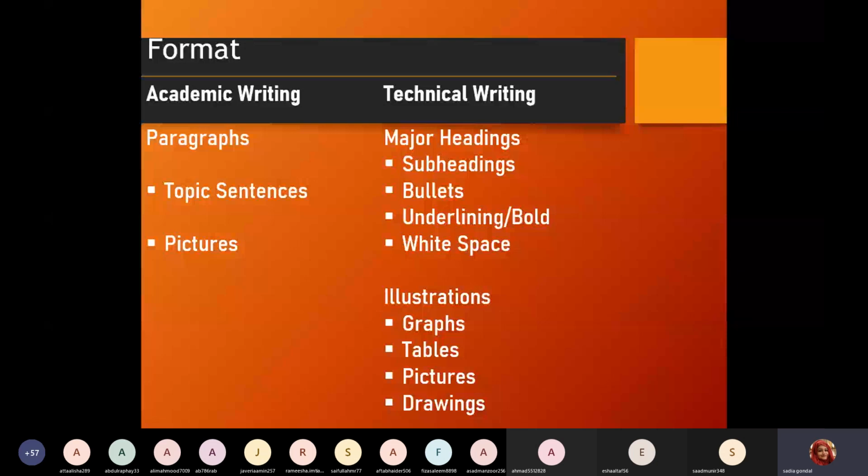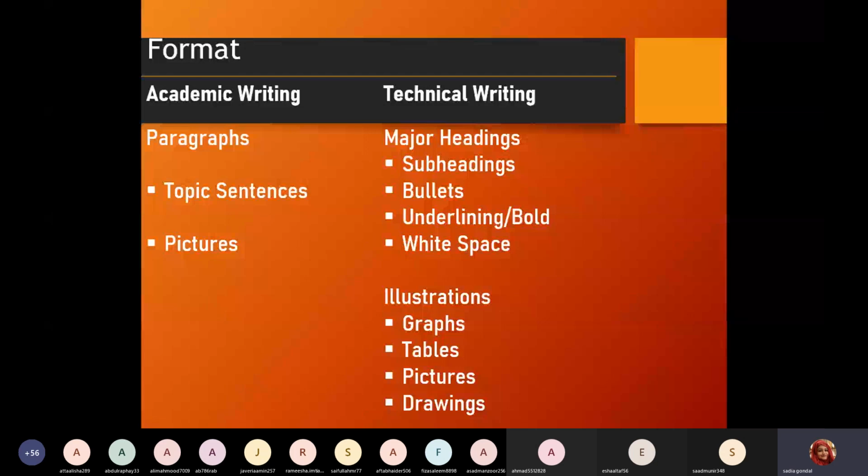But technical writing has some very important headings. Those headings are going to have subheadings. Then also we'll incorporate bullets. We'll try to incorporate underlining and bold to help the reader reach his desired information quickly. Because one important rule of technical writing is not to waste the time of the reader.